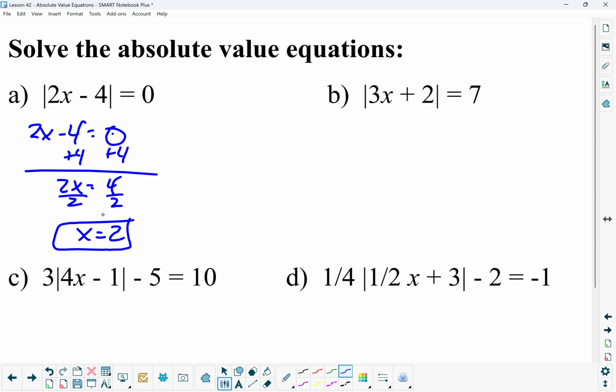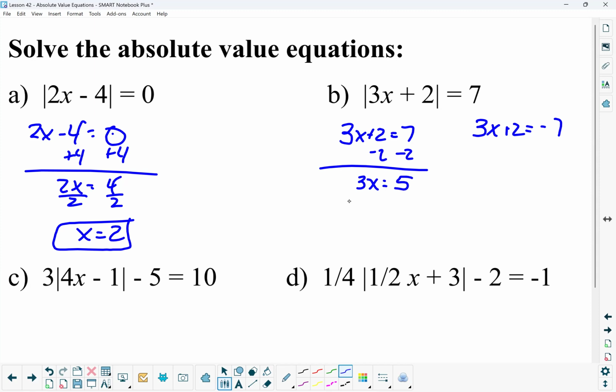Sorry, the absolute value of 3x plus 2 equals 7. So 3x plus 2 equals 7. 3x plus 2 equals negative 7. And now solve. One of the great things about absolute value equations, the steps to solve for x are always going to be exactly the same for each solution. Subtract 2 from both sides. Then divide by 3. X equals 5/3, and I would leave it as 5/3. No need to make it into a mixed number or a decimal.